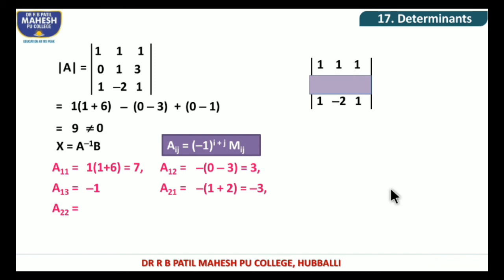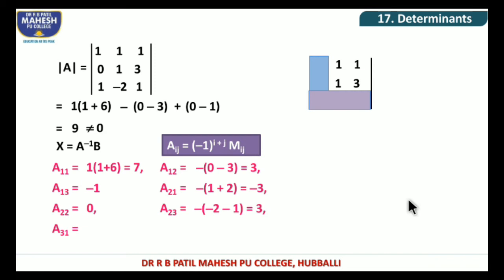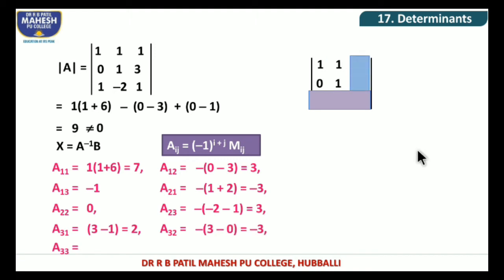For A22 we have the sign plus, and the remaining determinant value is 1 minus 1, which is 0, so A22 is 0. For A23 we have the sign minus, and the remaining determinant is minus 2 minus 1, which is minus 3, therefore minus of minus 3 is equal to plus 3. For A31 we have the sign plus, therefore it is 3 minus 1, that is 2. For A32 we have the sign minus, therefore it is 3 minus 0, so it is minus 3. For A33 we have the sign plus, and that is 1 minus 0, which is 1, therefore A33 is equal to 1.